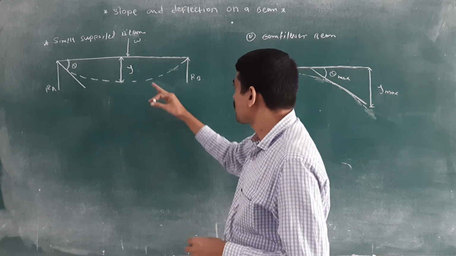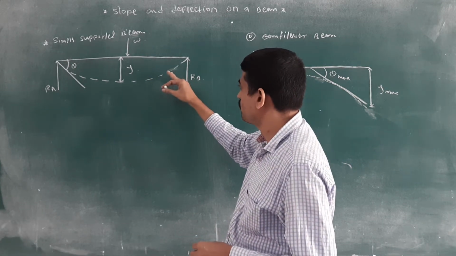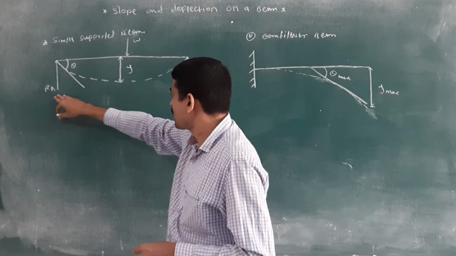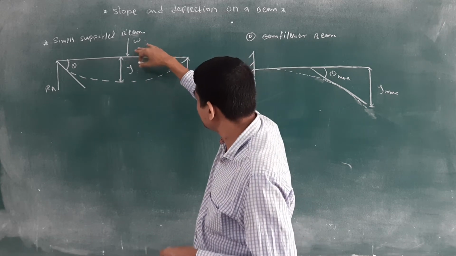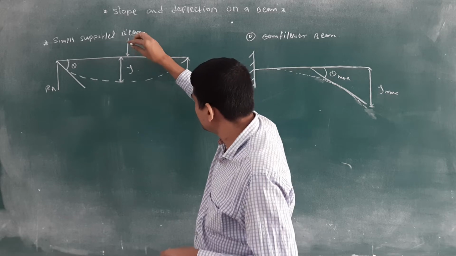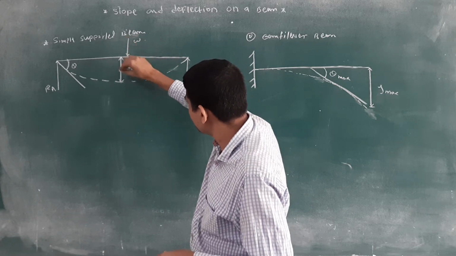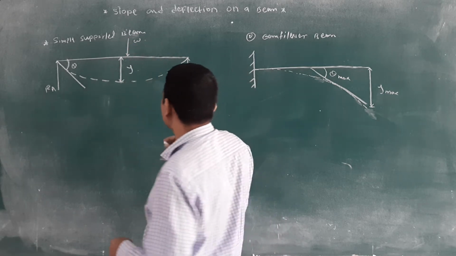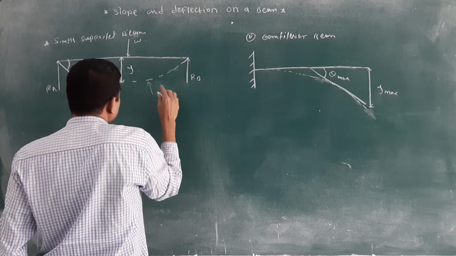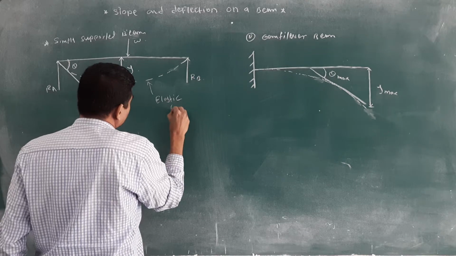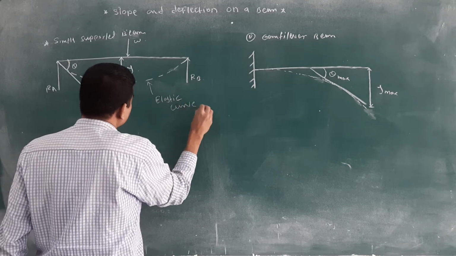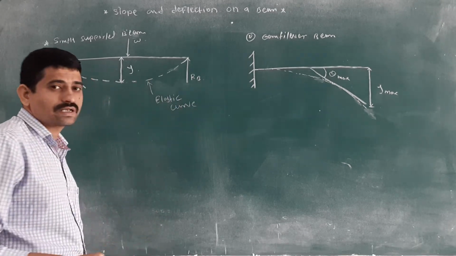Here I have drawn the simply supported beam, with supports RA and RB. When you apply some load on this beam, this beam is deflected from its original position and we get this curve. This curve is called an elastic curve. Remember that this curve is called an elastic curve.